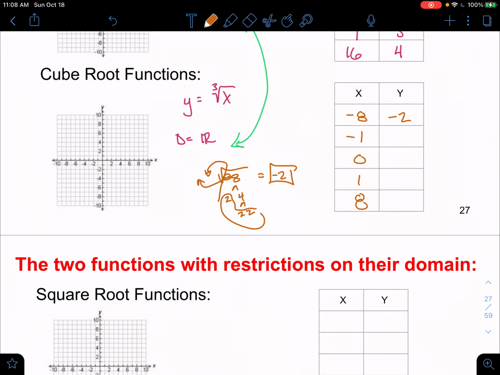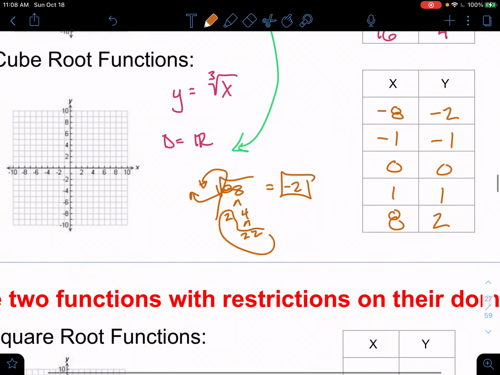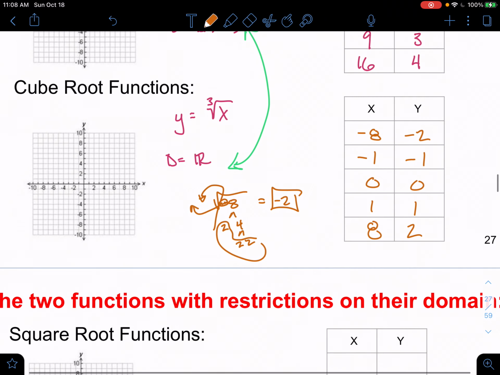Negative 1, the cube root of negative 1 is in fact negative 1. The cube root of 0 is 0. The cube root of 1 is 1, and the cube root of 8 is 2. So looking at this, what does our graph look like? We will have negative 8, negative 2, negative 1, negative 1, 0, 0, 1, 1, and 8, 2.